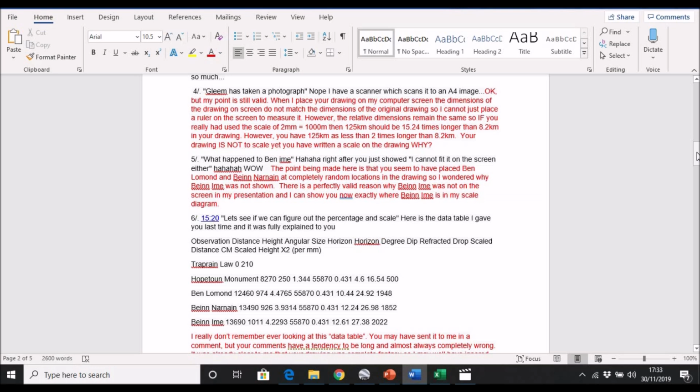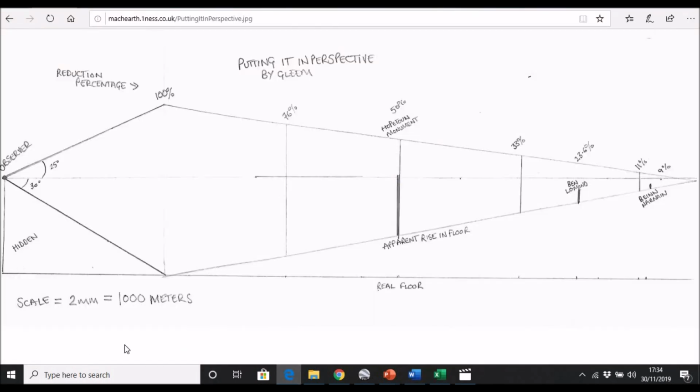However, the relative dimensions of the various parts of your diagram will remain the same. So if something is twice the length of something else, it will appear twice the length on my computer screen, just as it does in your drawing. So if you had really used the scale that you claimed of 2 millimeters to 1,000 meters, just to remind you, Gleem is claiming that this is a scale diagram here. He's not saying, I've written a scale here, but I didn't bother using it.